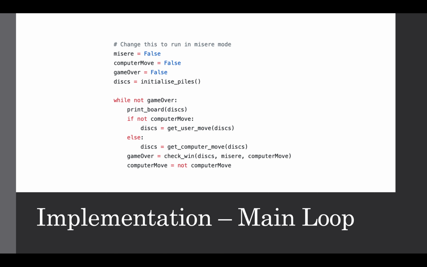Cheers! For the implementation, I'm going to be talking about the main loop, and then I'm going to be talking about individual functions in the Python program. So the main loop of this program continues until we set the value gameover to be true. Firstly, we call print board to display the current state to the terminal. Then, we check the computer move variable to determine which player's turn it is and call the appropriate function to get their move. We then call check win to determine if either player has won, and if so, set gameover to true to end the program. Finally, we say computer move equals not computer move to change which player's turn it is, and then we go back to the start of the loop.